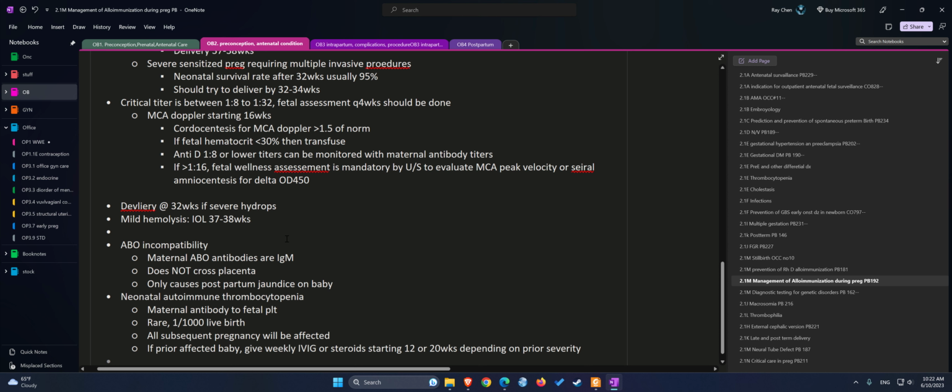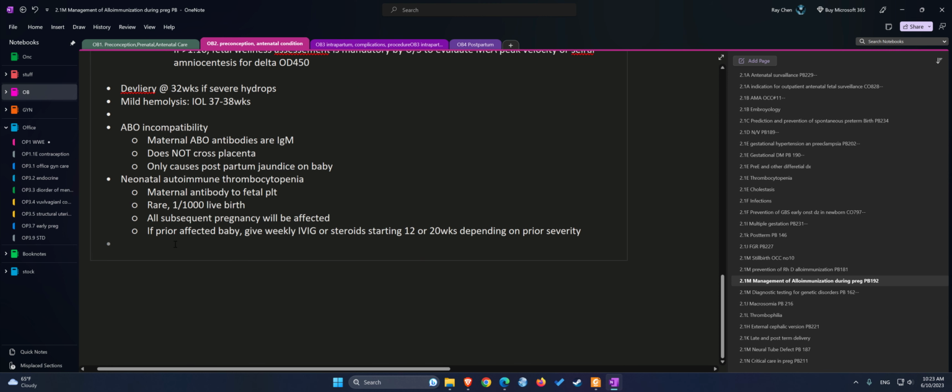Neonatal alloimmune thrombocytopenia is when a maternal antibody develops against the fetal platelets. It's very rare, 1 in 1,000 live births. All subsequent pregnancies will be affected if there's a prior affected baby. We need to give weekly IVIG or steroids starting around 12 or 20 weeks depending on prior severity.